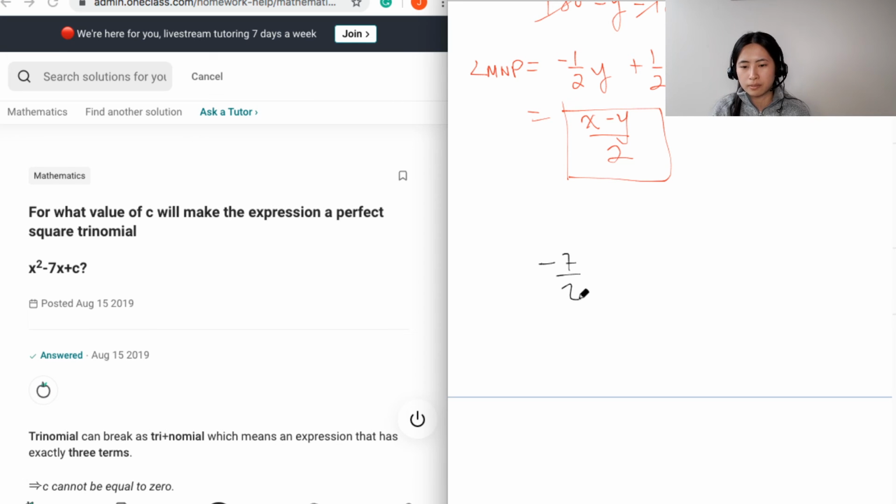So -7 divided by 2. This is just when you're completing the square. You take your b value, which is -7, you divide that by 2 because that's part of the formula, and then you square that. So in that case, you know that your c needs to be 49/4. So this is your c.